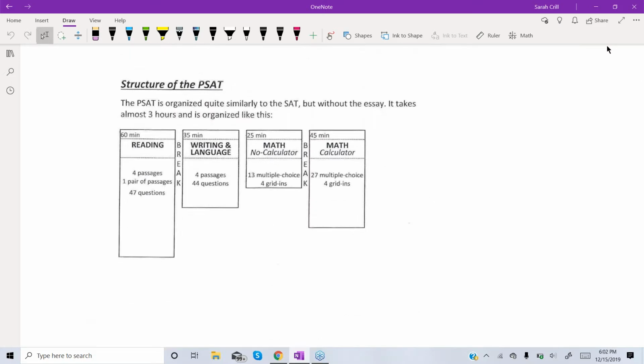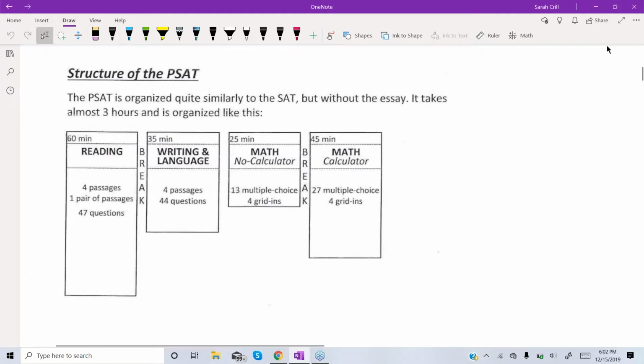Okay, so this is the structure of the PSAT. Those of you who took it in October know what the tests look like, but just to be familiar with it, your first section will be a reading section for 60 minutes. It will have 4 passages and 1 pair of passages. It will have 47 questions.